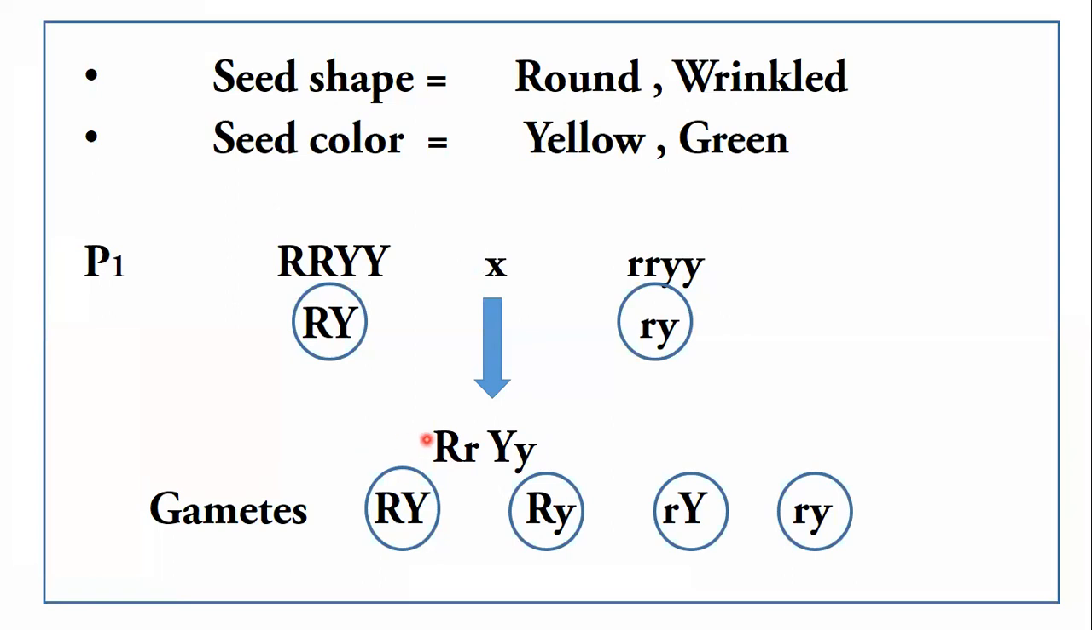So the F1 offspring further form the gametes, and the F1 offspring is mated with the F1 offspring and further forms the F2 generation. So the F1 offspring will form four different types of gametes. The first gamete is with round yellow alleles. The second gamete is with round green alleles. Third with wrinkled yellow alleles. And fourth with wrinkled green alleles. So four different types of gametes are formed by the F1 offspring.